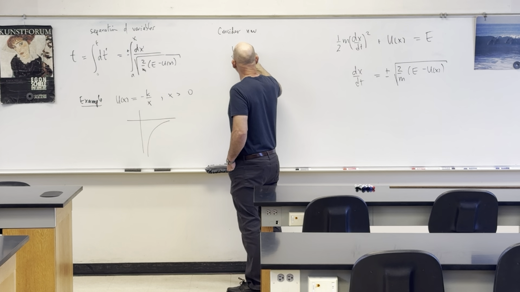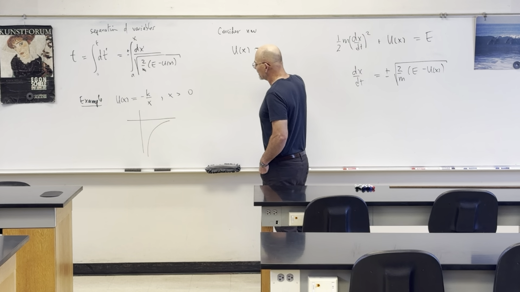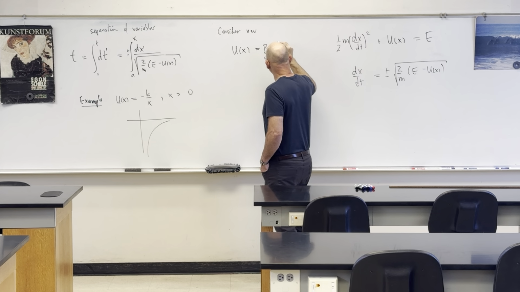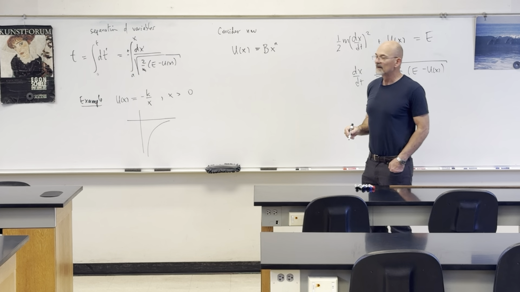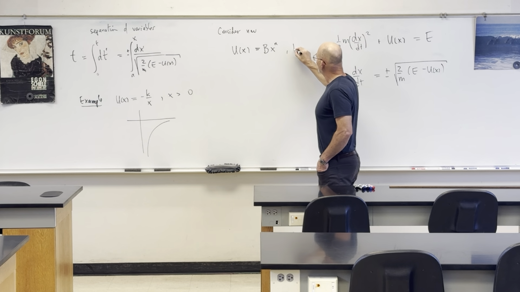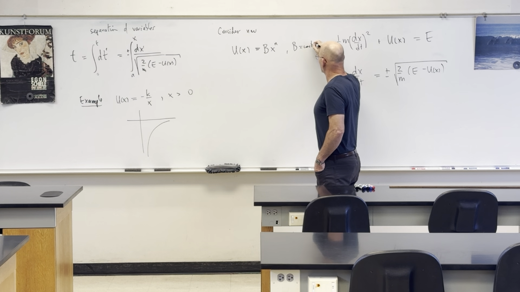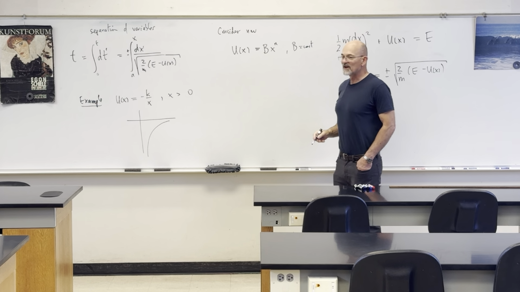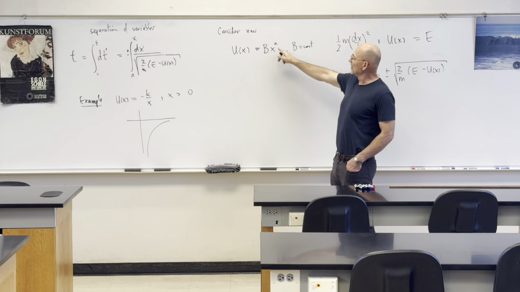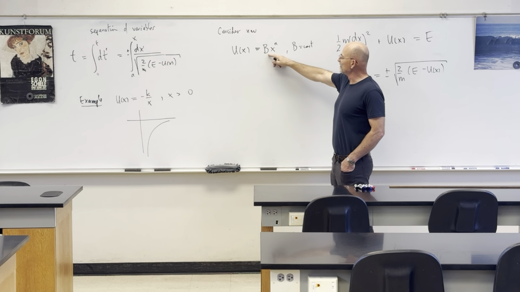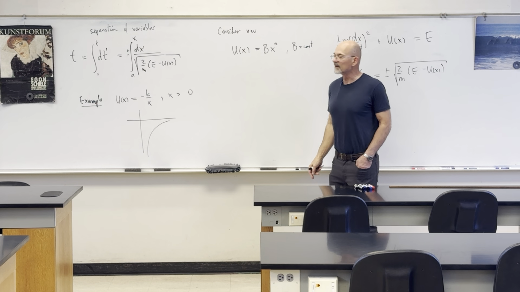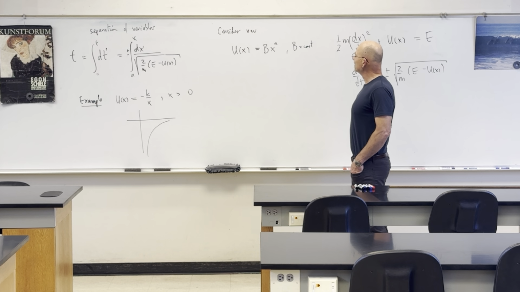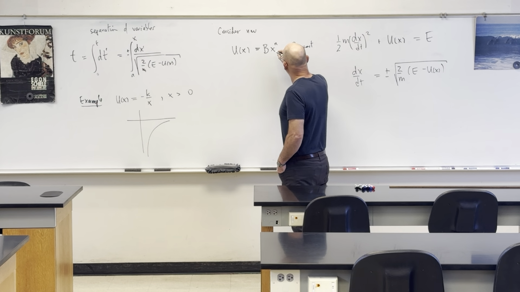u of x is equal to, I'm just going to choose a letter here, b, times x to the nth power. So the constant b carries the appropriate dimension, whatever the energy divided by length to the nth power. b x to the n. And in fact, I'm going to do a little more here. x to the n magnitude.